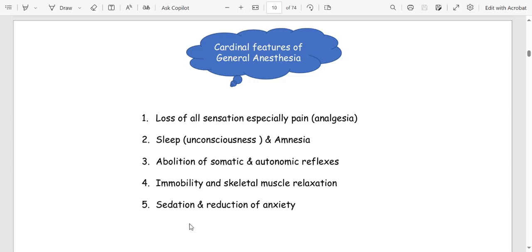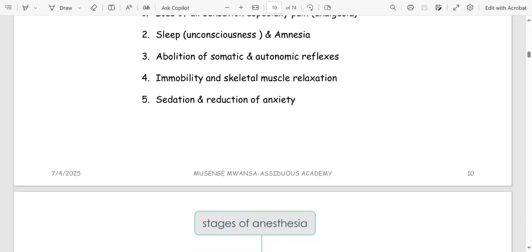And then there's also sedation, where you depress the central nervous system, and reduction of anxiety. So these patients shouldn't feel anxious. So the drugs themselves also have that aspect.